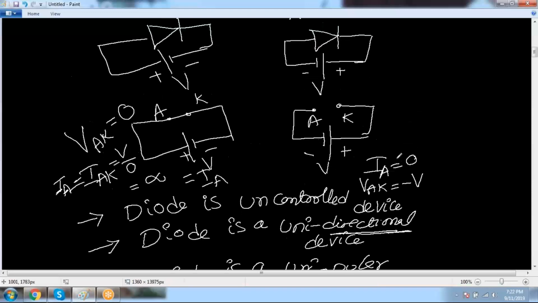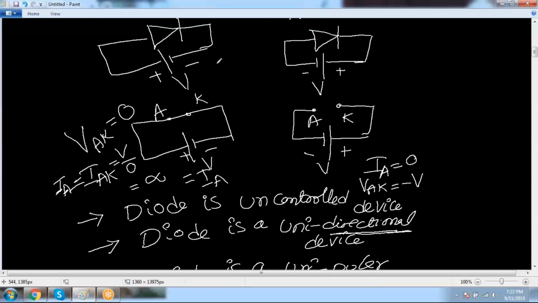Now, look at principles and operation. How many directions of current is it allowing? Only one direction of current. Where is it allowing? From anode to cathode. It is not allowing from cathode to anode. So, is it unidirectional or bidirectional? It is a unidirectional device.